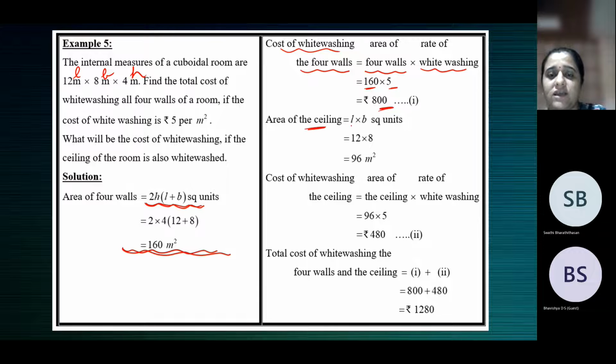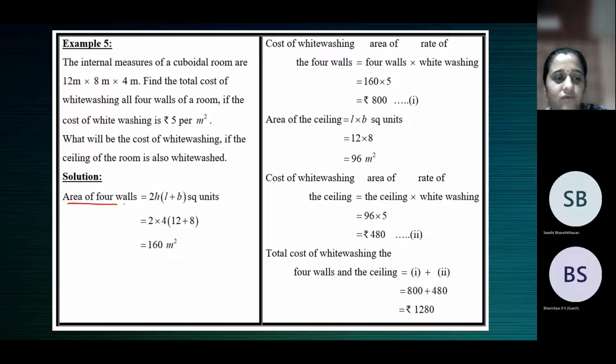Now area of ceiling, L into B, 96 meters square. Cost of whitewashing the ceiling will be area of the ceiling into rate. 96 into 5, 480. So first find the area of four walls and find the cost of whitewashing the four walls. Next, find the cost of whitewashing the four walls. And then to answer the next part of the question, find the area of the ceiling and find the cost of whitewashing the ceiling.